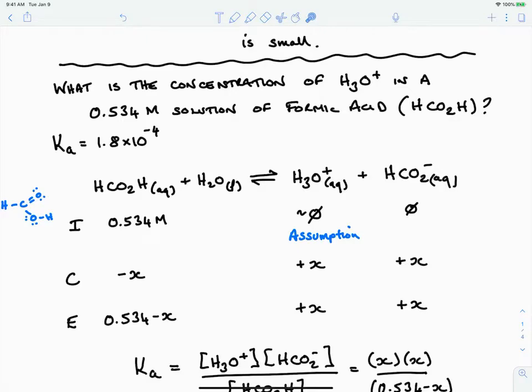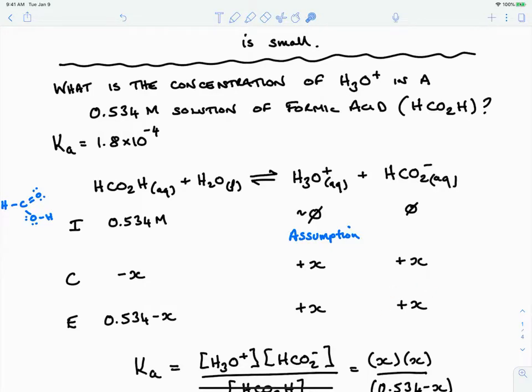And so the change that occurs when we go to equilibrium we call X, and so the concentration of formic acid decreases by a value of X. And because this is a one-to-one relationship, the concentration of hydronium ion increases, a small amount of course, and the concentration of this conjugate base also increases by a value of X. And so when we get to equilibrium, as part of our ICE table, our concentration of formic acid is 0.534 minus X. Our concentration of hydronium ion is plus X. Our concentration of the conjugate base is plus X.